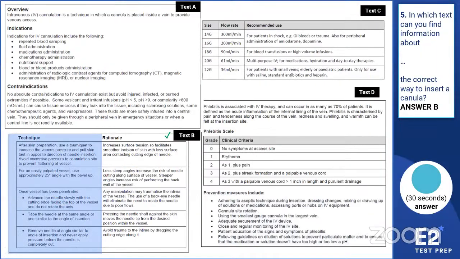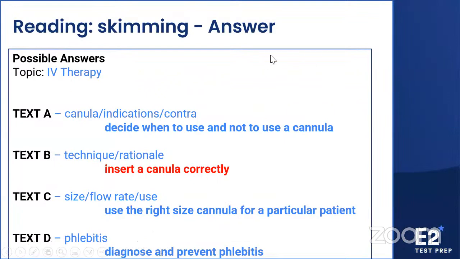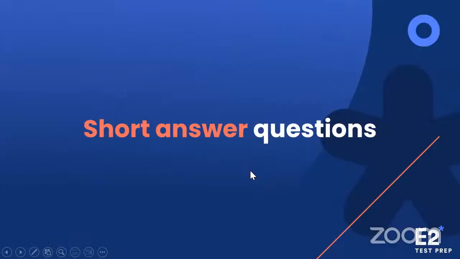All right. And then for number 5, the correct way to insert a cannula is, I think this is the easiest one to see, it's the technique there in B. And again, it's almost a complete paraphrase, insert a cannula correctly, technique rationale. Okay, are there any questions at this point?